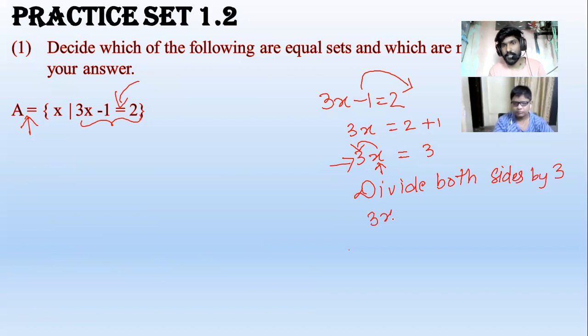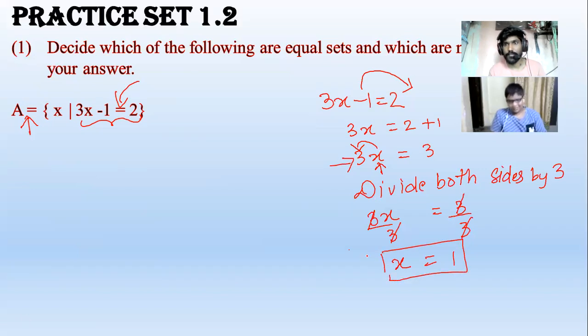So this becomes 3x upon 3 equal to 3 upon 3. Both sides are divided by 3. Correct? Yes. So here 3 and 3 cancel and you have x. And here also 3 and 3 cancel. What remains? 3 divided by 3 is 1. So what is the value of x? x equals 1. So that means this set has what element in it? x. But what is x? 1. So what type of set is this? Singleton set.